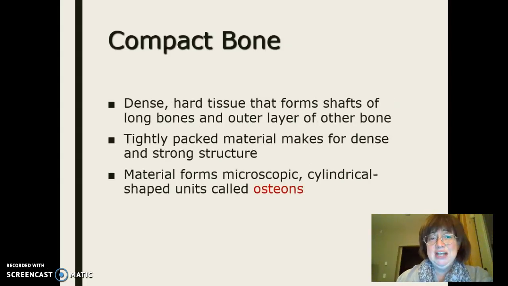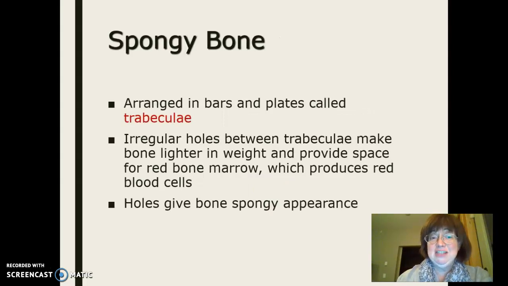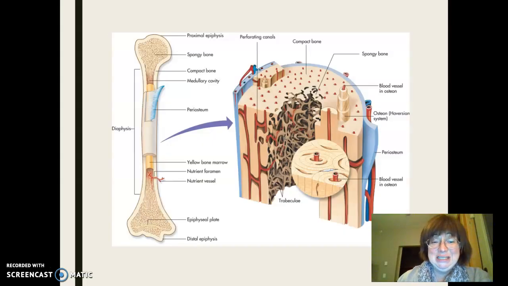Now you have 2 types of bone. Compact bone, which is hard and dense, and that's the shaft, and it is strong, and it's made up of things called osteons. Then you have spongy bones, which are arranged in trabeculae. You don't need to know that term, but realize it's spongy in appearance. So when you look here on your outside, you've got your compact bone for strength, and then you've got your spongy bone inside, and the spongy bone is where your blood cells are made.